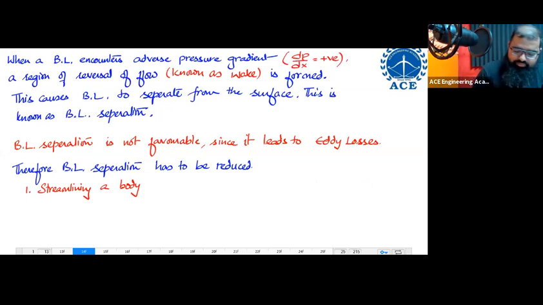The second method is using rough surfaces. Now this might seem strange to you. Using rough surfaces also reduces boundary layer separation.